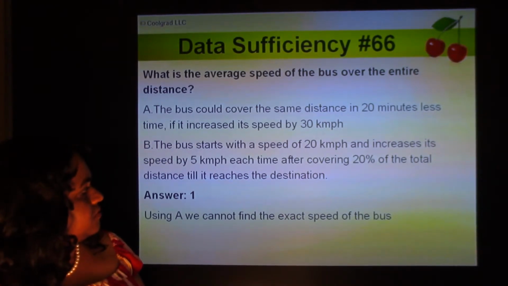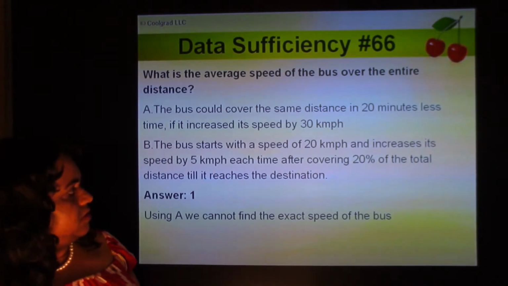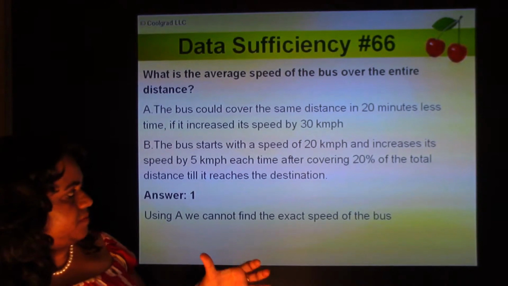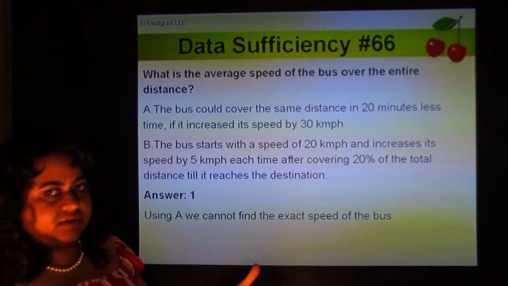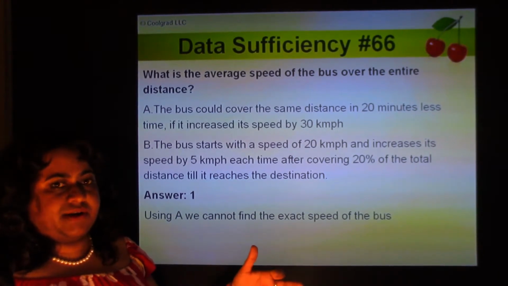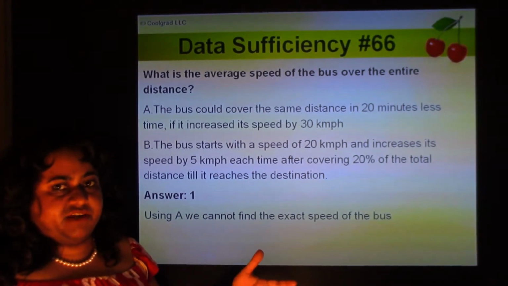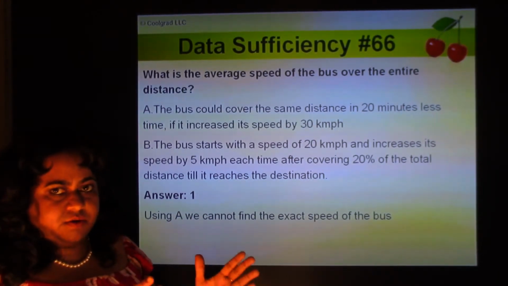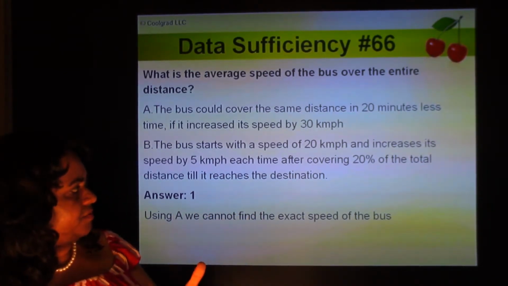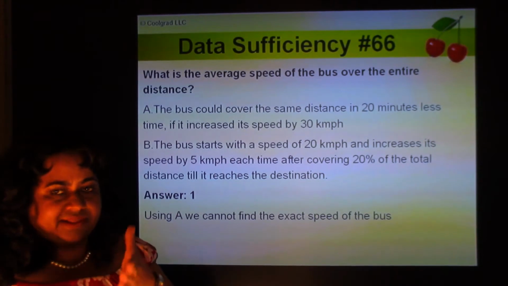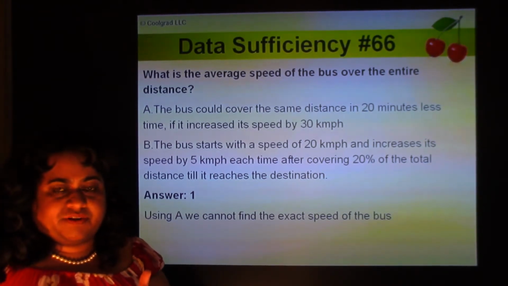We don't have to know the total distance, okay? Let's say the total distance is 5d. After 1/5 of that, after covering d, the speed becomes 25. First it's 20, and then it becomes 25, then it becomes 30, and so on.